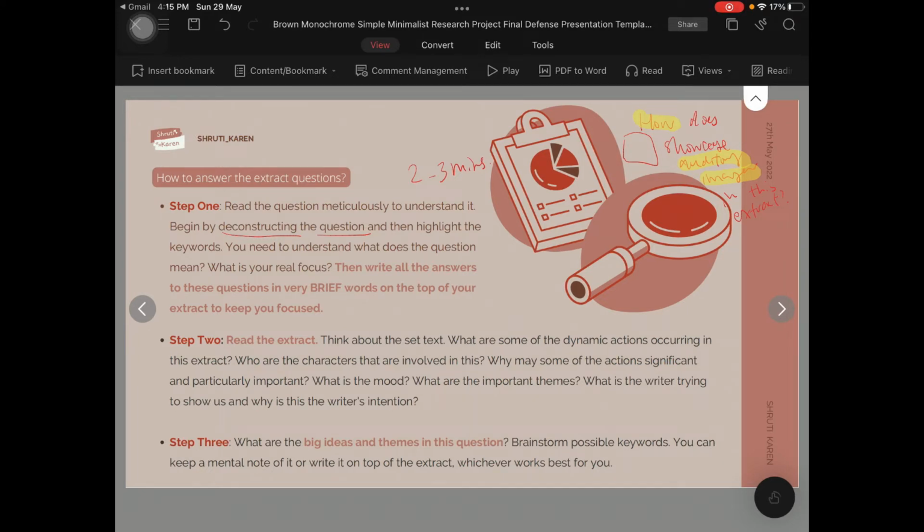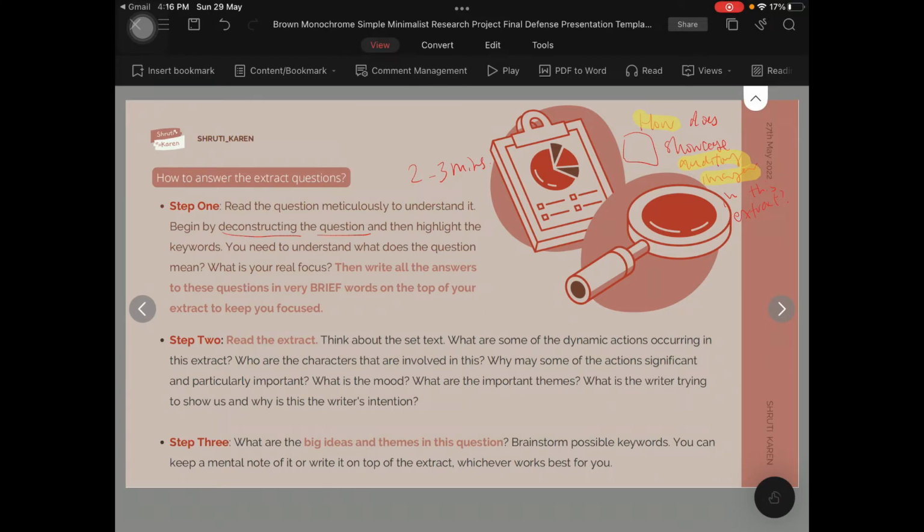So those are the ways you will deconstruct your question, and then you have to highlight the keywords. You need to understand what the question means. Do you understand what the question is asking you? Is there anything that you don't understand? Is there a specific word that you don't get? If you don't get the word or the question word, it's always a good idea not to choose that question, to avoid any risky chances and make sure that you're not losing marks just because you don't understand a question word.